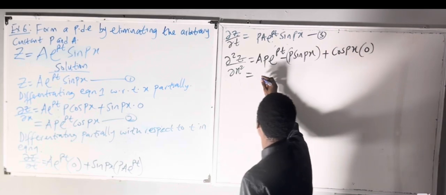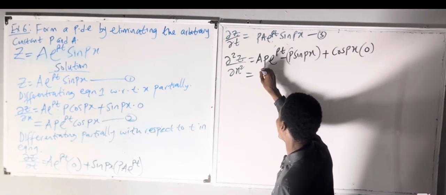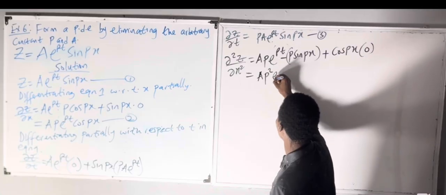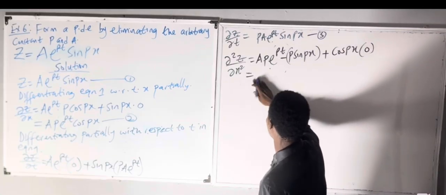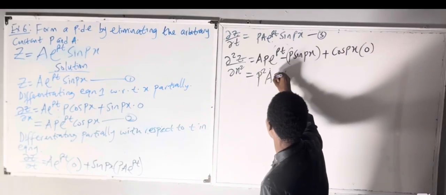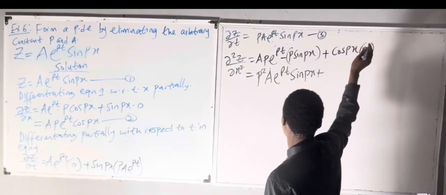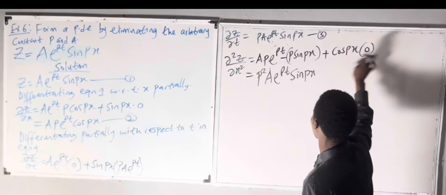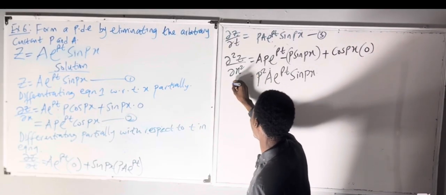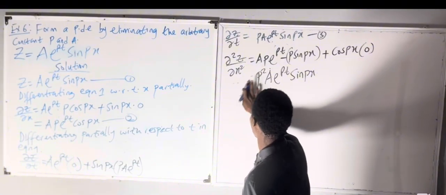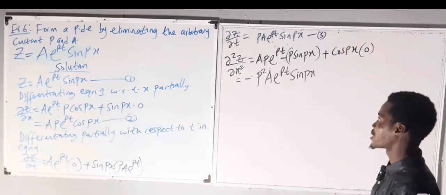So what do I have here? If I open this bracket, p is here. I'm going to have p square a exponential pt, then sin ps plus 0. Plus 0. Remember, I want to have a negative sign. So my del square z over del s square is equal to minus p square a exponential pt sin ps.